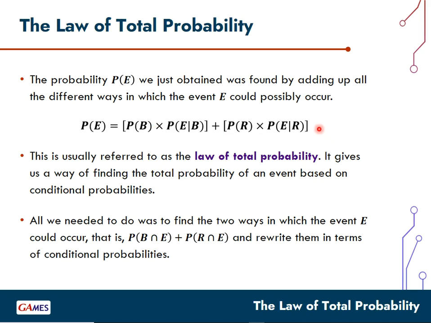So we refer to this as the law of total probability because it gives us a way of finding the total probability based on the conditional probabilities in those areas where that event occurred. We can obtain the total probability of that event.